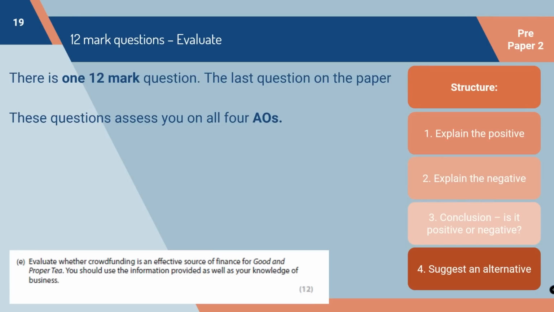So you want to try and get your key terms in there. You would look at the positive, the negative, and then in your conclusion, is it positive or negative? You might suggest an alternative in your conclusion. So I've put it as a 4th bullet point. It's optional. You should only do it if you've got a really good answer.